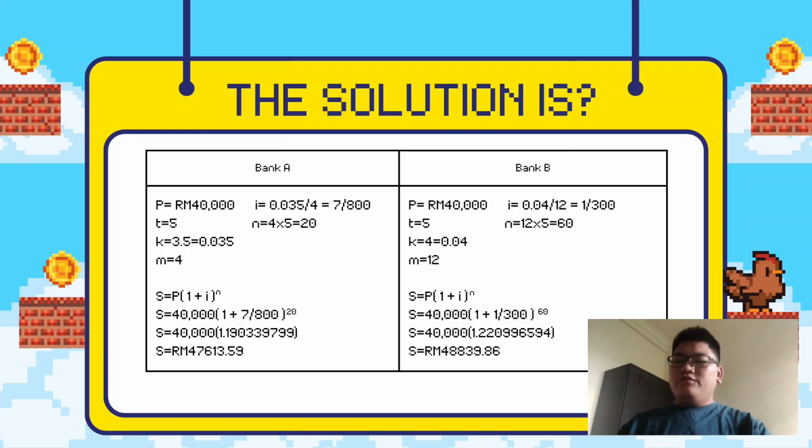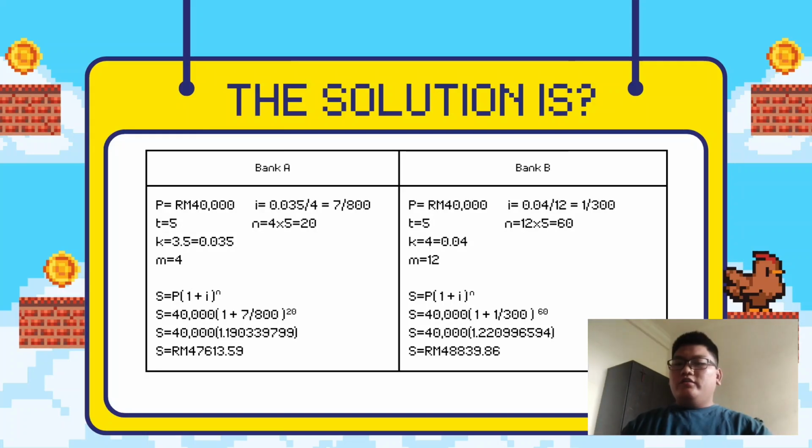We're going to use the future value formula to find the accumulated amount, that is S. So the formula is S equals P bracket 1 plus I close bracket to the power of N. S equals 40,000 bracket 1 plus 7 over 800 close bracket to the power of 20. S equals 40,000 bracket 1.190339799 close bracket. S equals 47,613 ringgit and 59 cents.